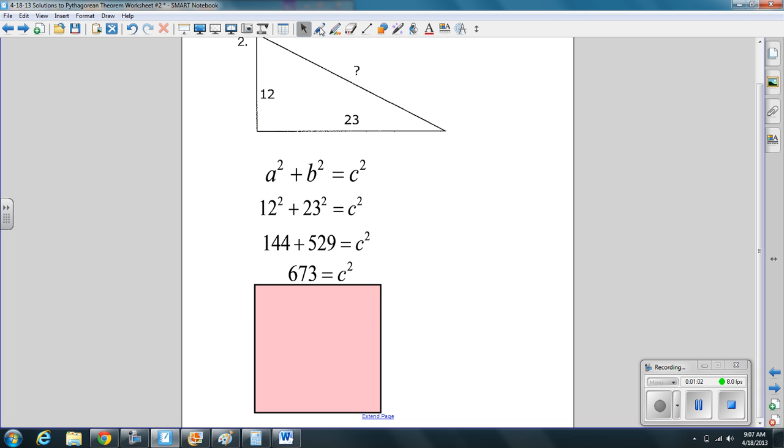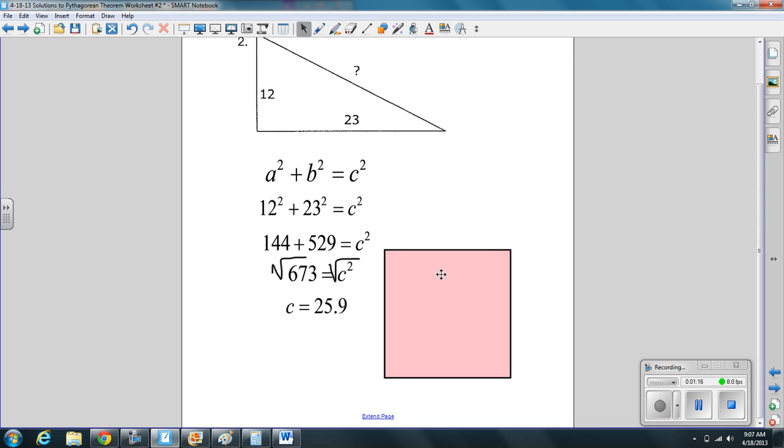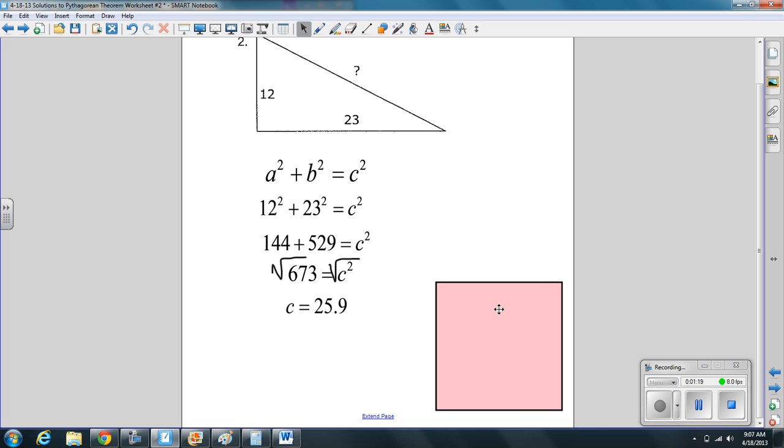From here, we take the square root. We take the square root because we have c squared, and the opposite of squaring is square rooting. And rounding to the nearest tenth, c is equal to 25.9.